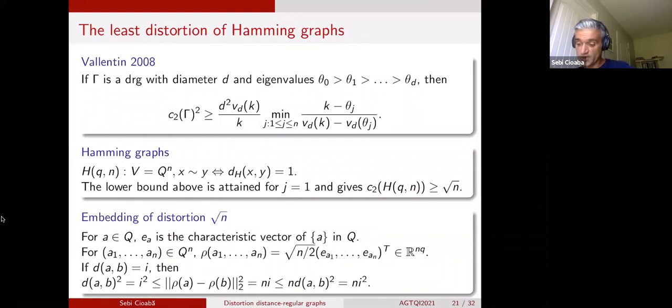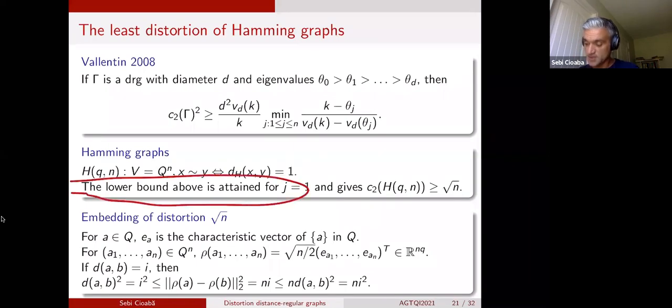The Hamming graph H(q,n): the vertices are the words of length n over an alphabet of size q, adjacent if the Hamming distance between them is 1. And he actually uses the eigenvalues of the Hamming graphs, which are given by these Krawtchouk polynomials. This requires a proof that the lower bound is actually attained for j equals 1. He does that, and calculating things, you get that the lower bound is this one. And then you can actually find an embedding that gives you distortion of square root of n.